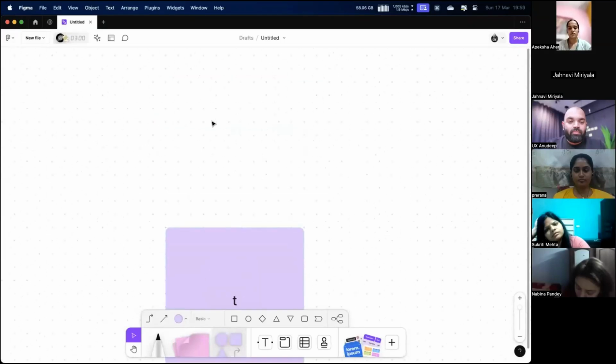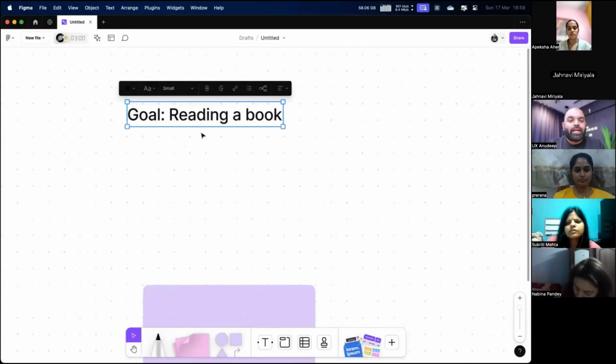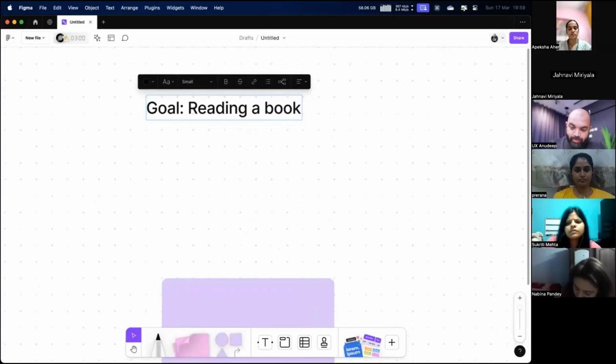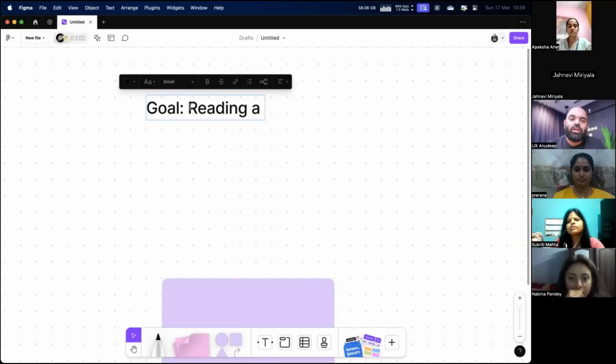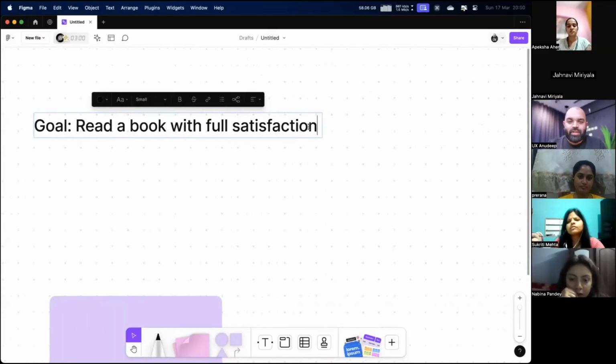What's the goal over here? Reading a book. Okay. Let's add a little more details to this. Reading a book where? The sub goal was finding satisfaction in reading a book, right? So let's club that also. The goal is to read a book that will fulfill the satisfaction. Okay. What is the satisfaction?